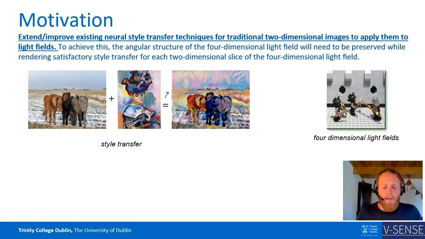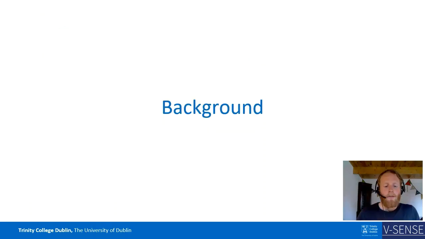We will also show that existing metrics are not suitable for quantitative evaluation of light field style transfer and propose a new metric for the task, which we call the Light Field Angular Consistency, or LFAC metric. First, we'll present some relevant background information and research.